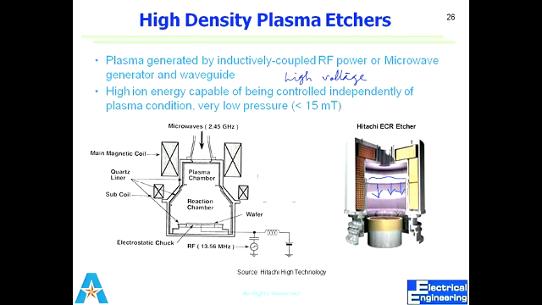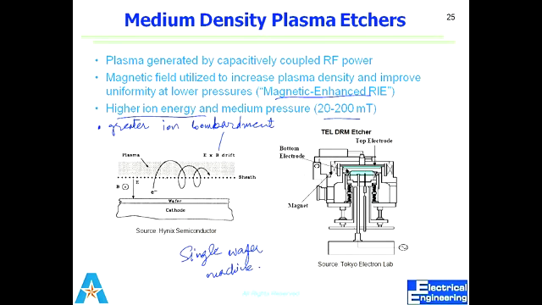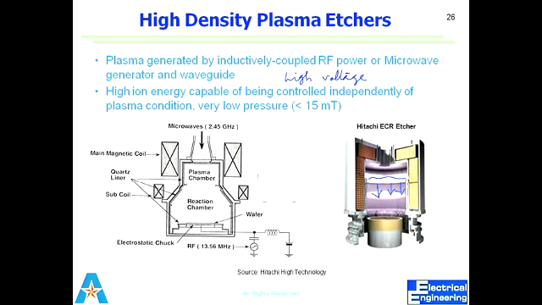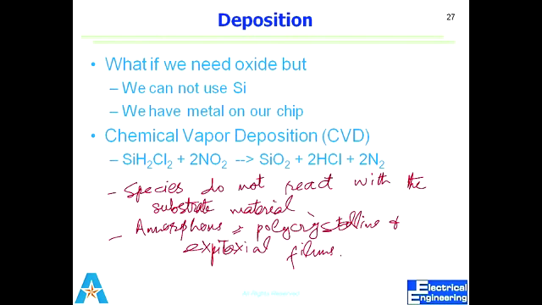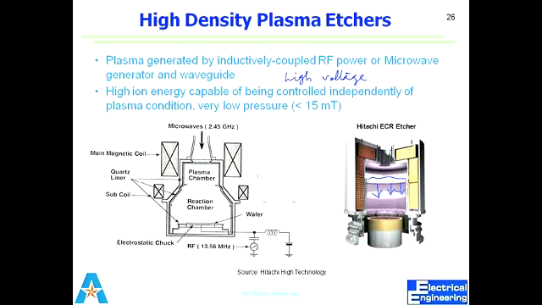The diagram on the left hand side shows how the equipment looks. You use a magnetic coil here as well to increase the density, because this is high density. If you compare it with the previous one, there you have a small magnet, here you have large magnets. And secondly, the coupling method for the power generation is different. Inductive coupling or waveguide coupling generates the high density plasma. Okay, so the etching is completed at this point.